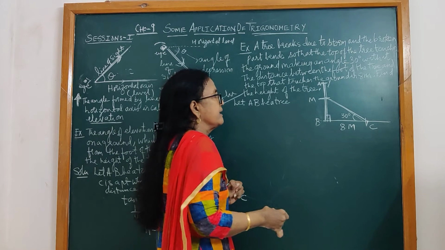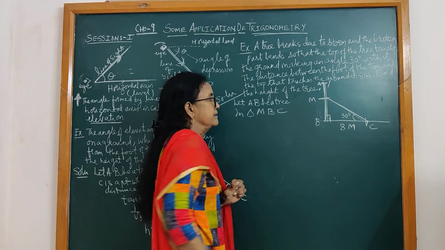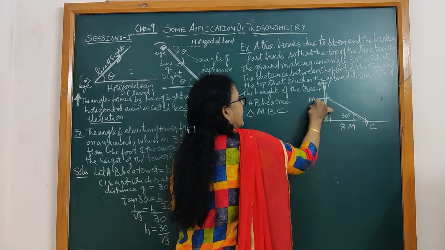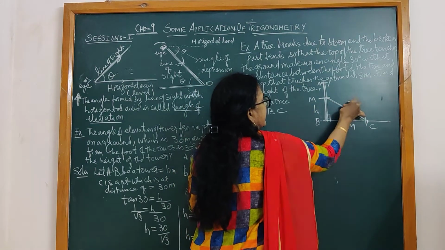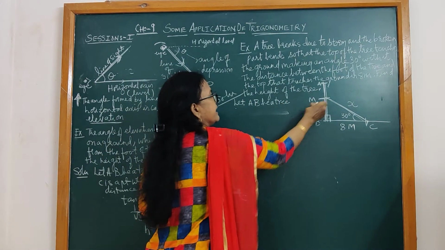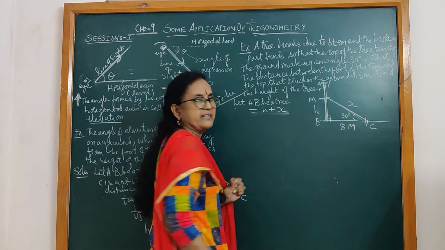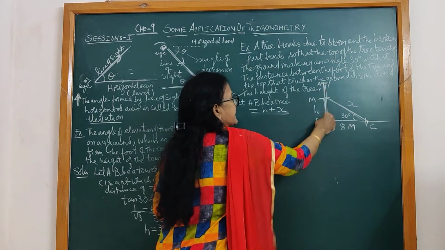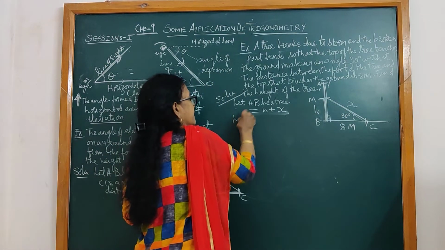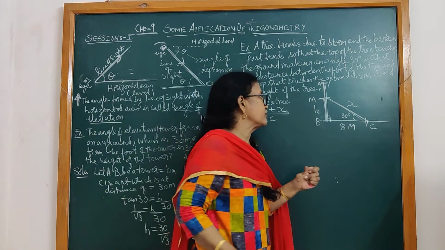In the right triangle MBC, if I am taking MB as H and this as X, so the total height of the tree will be, let AB be the tree, total height of the tree will become H plus X. That will be the total height of the tree, AM plus MB, that is H plus X. In triangle MBC, now see the ratio.